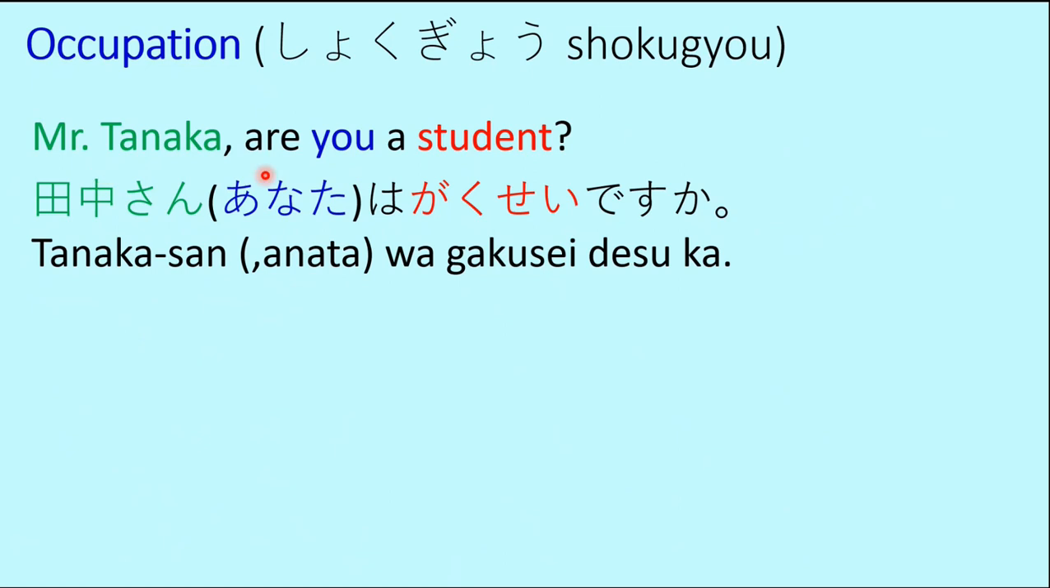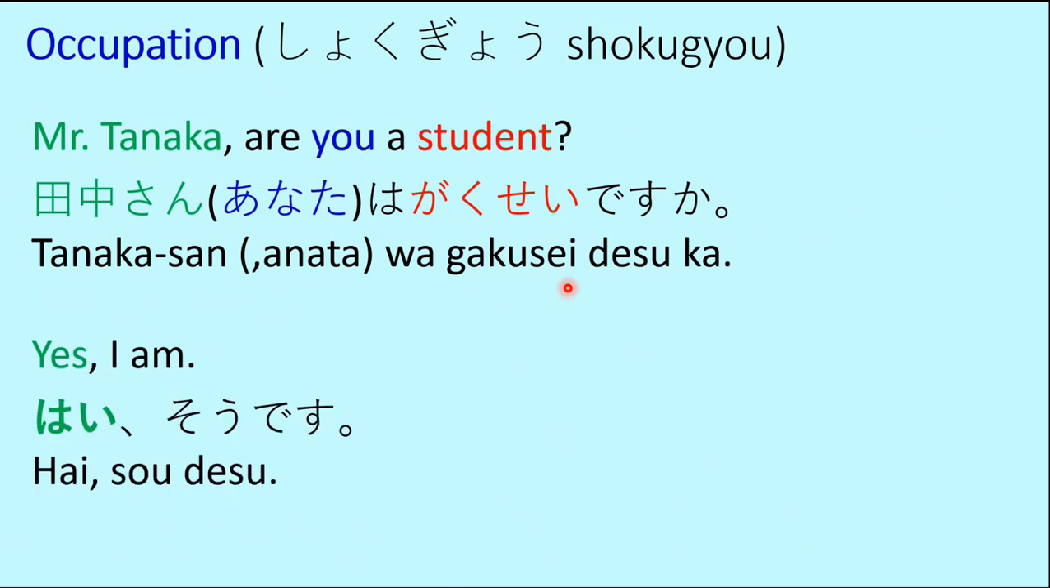So Mr. Tanaka, are you a student? Tanaka-san wa gakusei desu ka? And Tanaka-san replies, yes, I am, which means hai so desu. This we have discussed in the last lesson as well. Hai so desu. Yes, I am. Yes, it is. That means yes, I am a student.